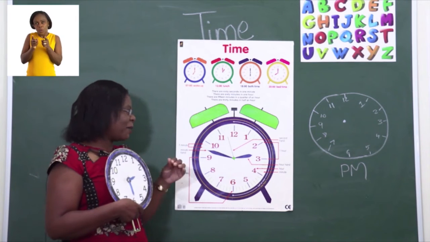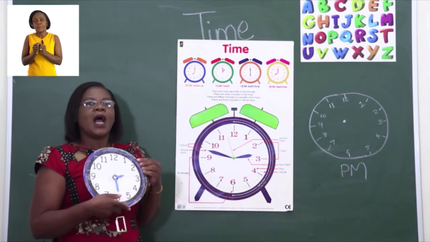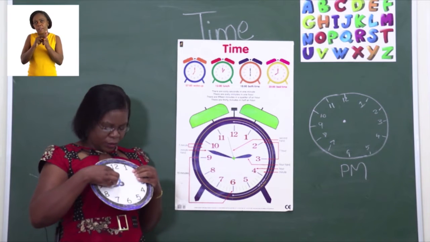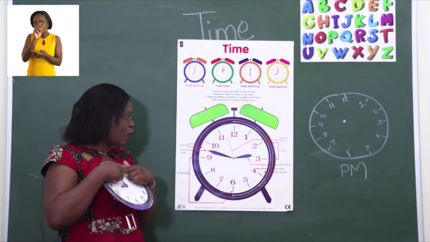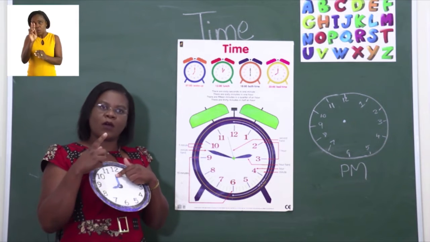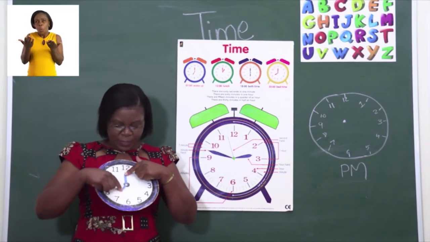Are we together? Okay, I hope you are still with me. Now, when we say o'clock, it means that the long hand should be at 12. When the long hand has moved to 12, we say o'clock. O'clock of what? Wherever the short hand is pointing, that is the time.